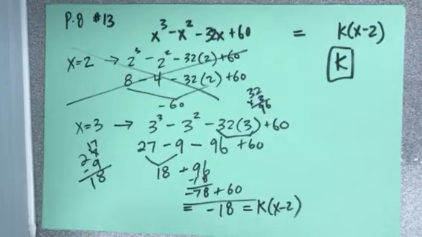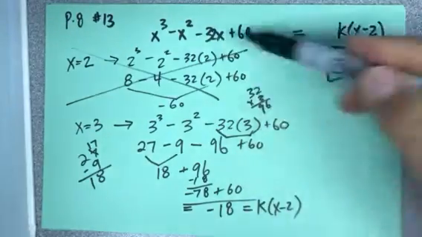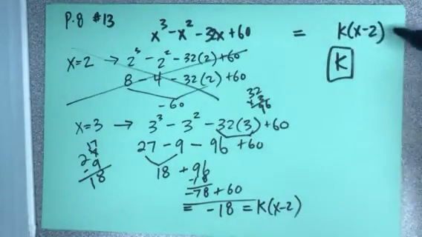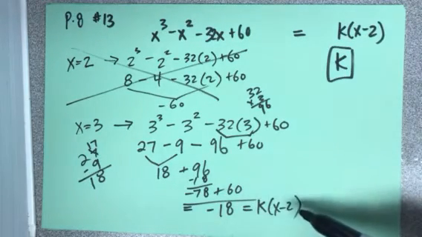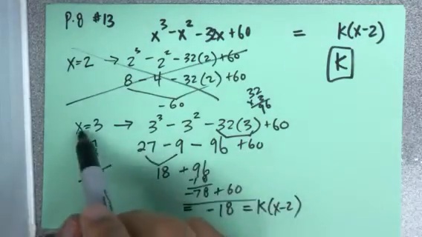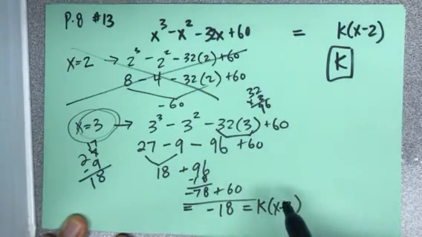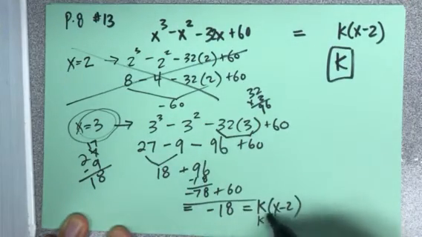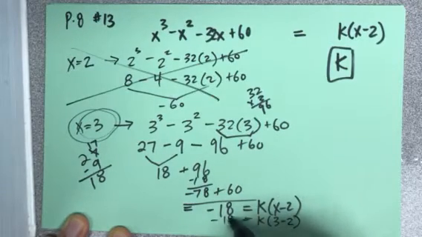Okay, so when we plugged it in, negative 18, that's what we got on this side, but remember, this side equals that right here. So 18 now equals k times the quantity x minus 2. Now think about, what was your x? Your original x was 3. So you take this number and you plug it in right there, and that's going to turn it into k times 3 minus 2, which is 1, equals negative 18, and k is going to equal negative 18.